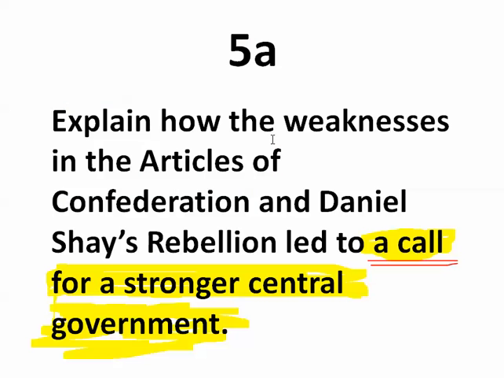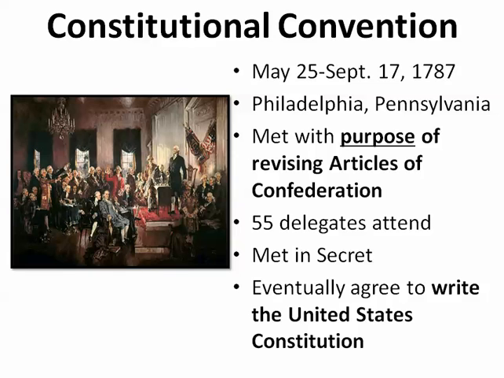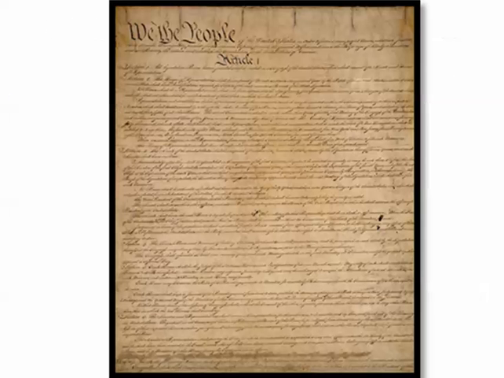So how did these weaknesses in the Articles and this event, Daniel Shays' Rebellion, lead to a call for a stronger central government? The weaknesses and Daniel Shays' Rebellion call for a constitutional convention. And so the Constitutional Convention is going to be held May 25th to September 17th, 1787 in Philadelphia, Pennsylvania, with the purpose of revising the Articles. 55 delegates attend, 12 states attend, Rhode Island does not. They met in secret, and they're going to eventually write the United States Constitution. Here's a copy of it.